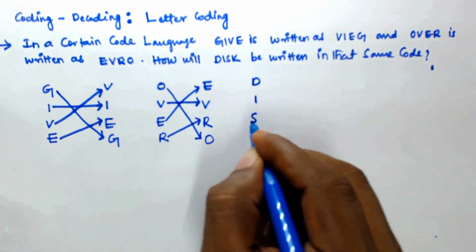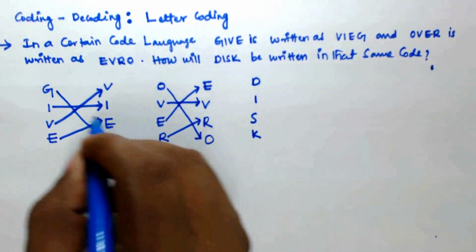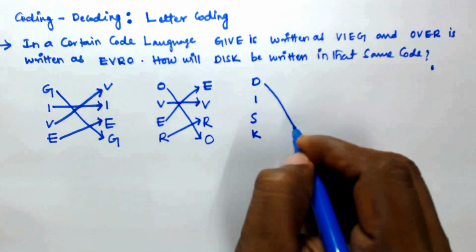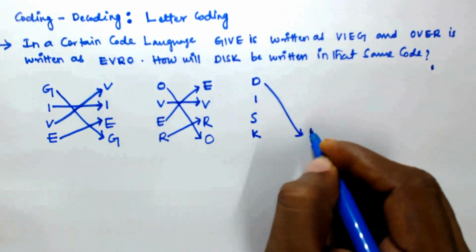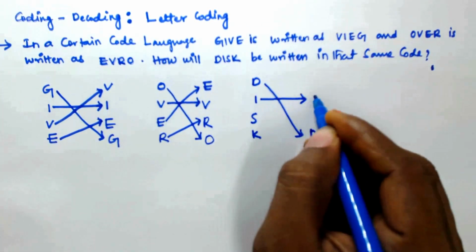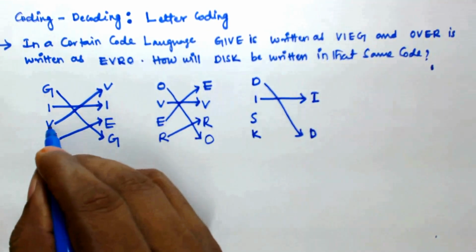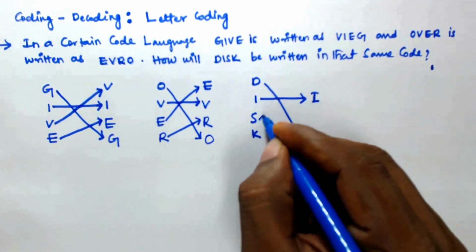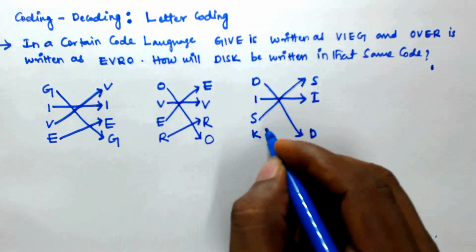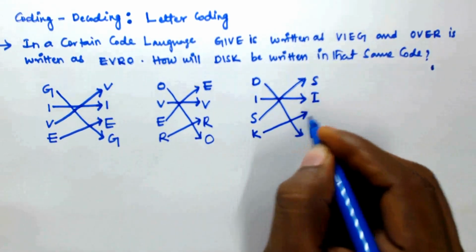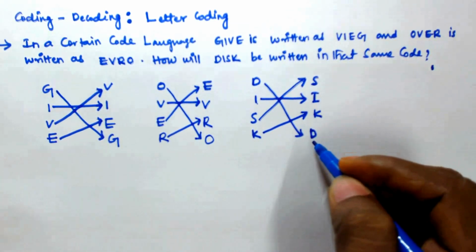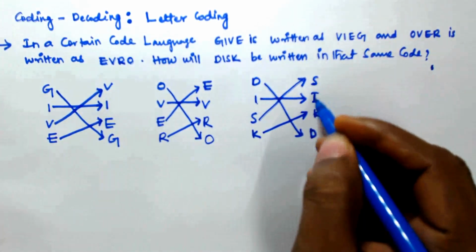So DISK. The first one is moved to the fourth position in both these codings. So that's why the first one is going to be moved to the fourth position, and the second one in both cases stays in the second position only. So this I is here only, and the third one is moved to the first position. So that's why S is going to be moved to the first position, and the fourth one is moved to the third position, right? So that's why K will come here. So that means DISK is coded as SIKD.